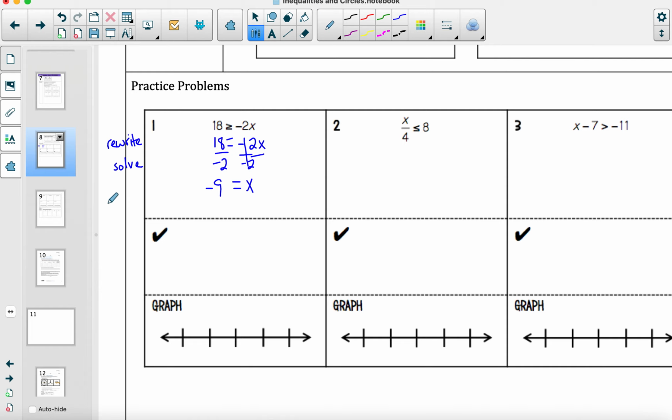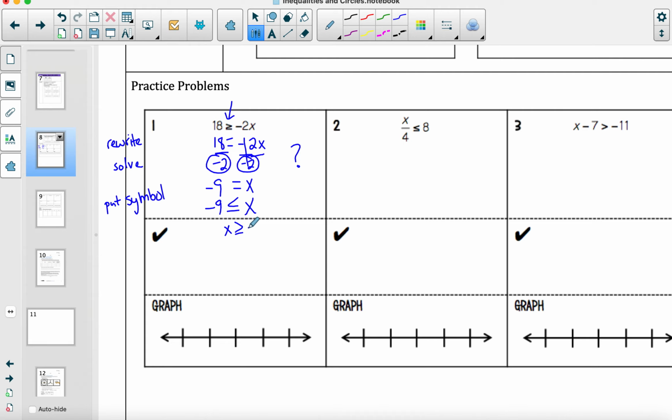Then we are going to put the symbol back in. Now, we have to ask ourselves, did I divide or multiply by a negative number? And I did. So this greater than or equal to symbol is now going to be less than or equal to negative 9. Okay? And I want to switch this around because I want to make sure my x is on the left side. So my alligator's mouth for my inequality is facing the x. So it wants to eat the x.